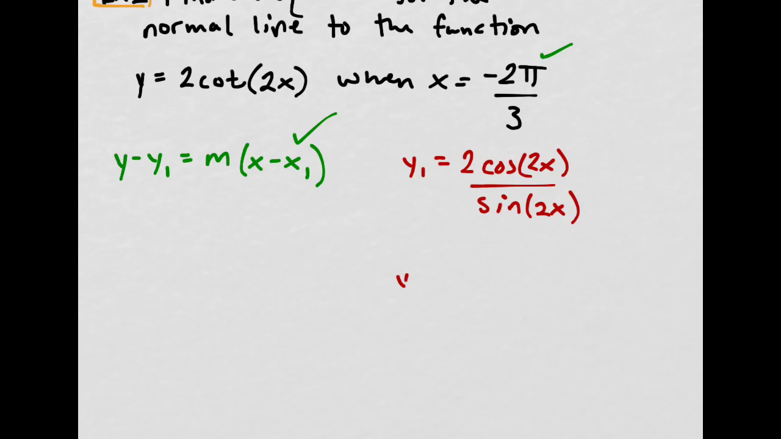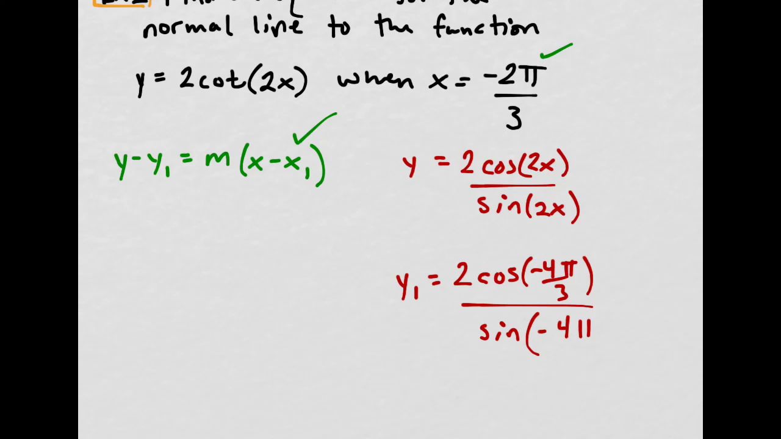So I have y1 will equal 2. I shouldn't have put the y1 there. That should just be y. I'm going to erase this. There. So y1 is actually 2 times cosine of 2 times the negative 2, that's negative 4 pi over 3, divided by sine of negative 4 pi over 3.